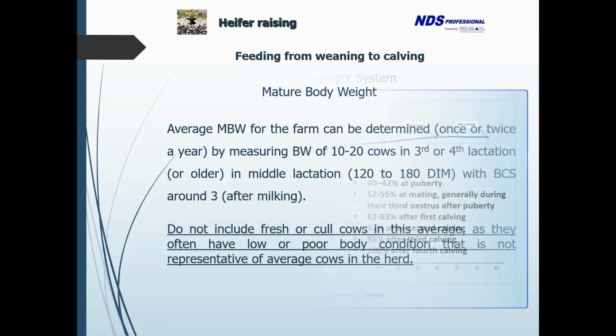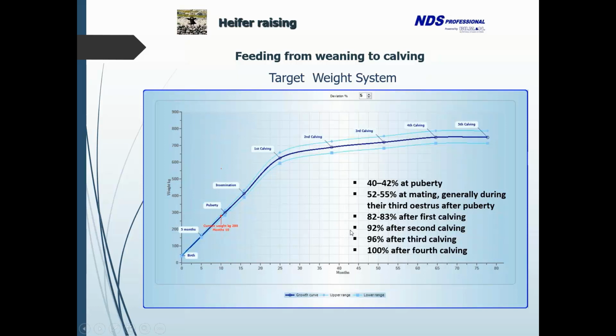So based on this, we can describe the whole growth curve from the birth to the maturity. This is a graph that you can open in your NDS, and through this growth curve, you can evaluate phase by phase what should be the growth of our animals based on some targets that we defined during their growth.